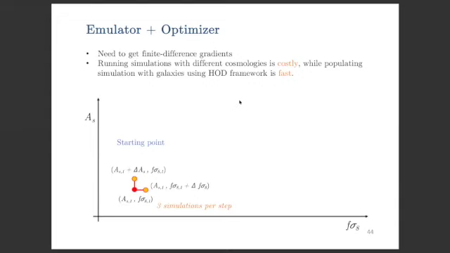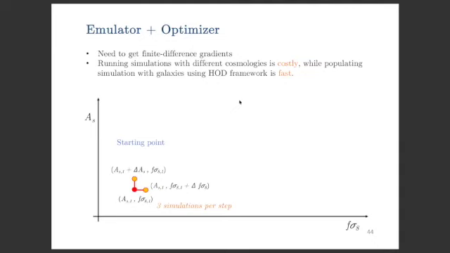So we start the optimizer at some initial cosmology and some HOD parameters, which are the red dot in the figure here. And we first need to evaluate the different gradients. Since we do not have analytic ones, we run 2 additional simulations, which are the orange dots in the figures. So we have to run 3 simulations at each step.